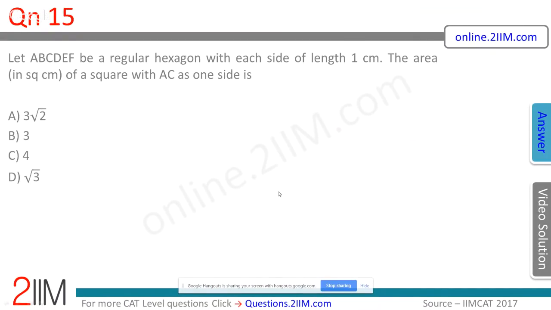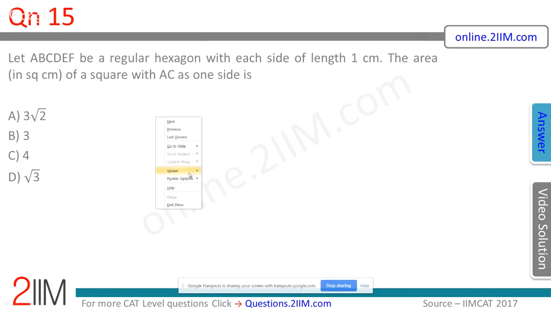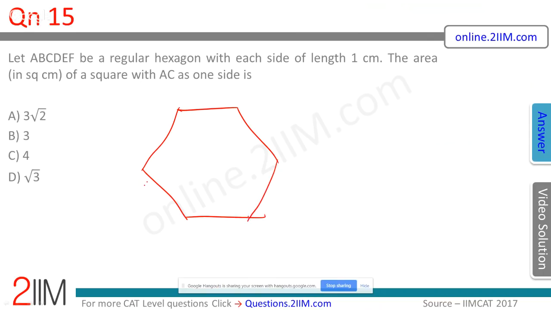So A, B, C, D, E, F. So let's do this. It's a regular hexagon. I'm going to go to the pointer mode. So we have a regular hexagon of side 1 centimeter. I like regular hexagon. Regular hexagon is 6 equilateral triangles. I love that idea. I know all the angles. Side 1 unit, 1, 1, 1, 1, 1, 1.